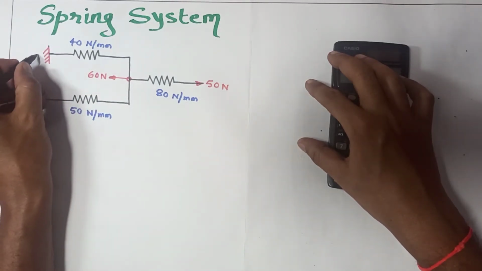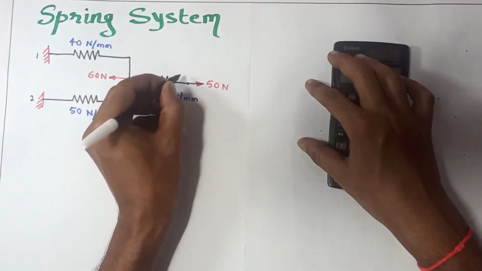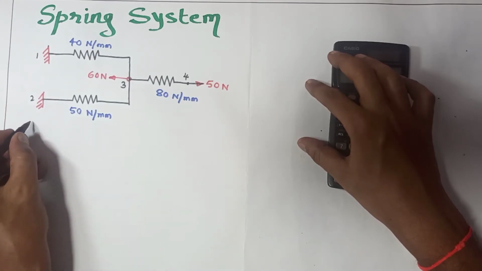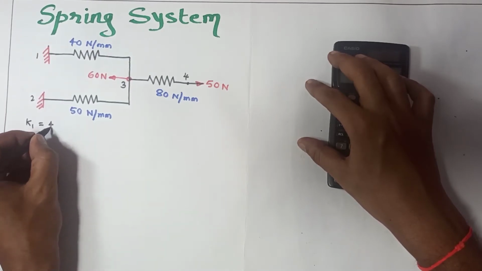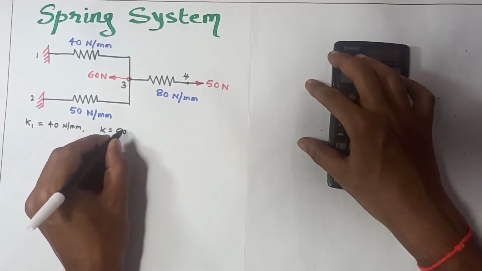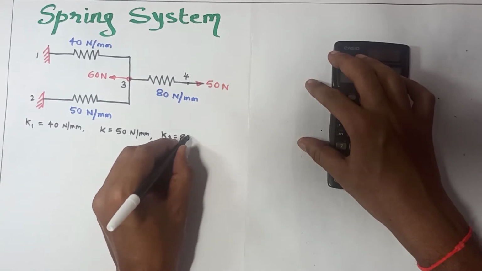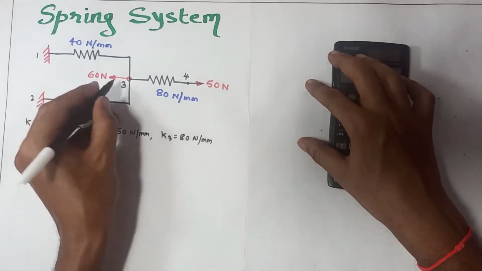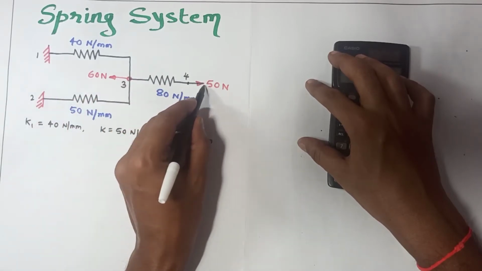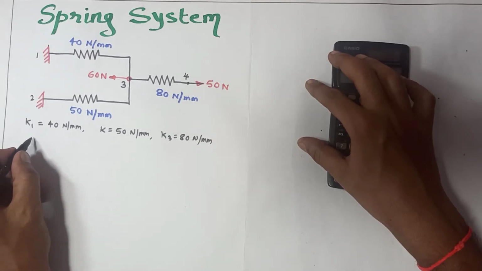Here I will represent node 1, node 2, node 3, and this will be node 4. So you have represented the nodes. Now let us say K1 is 40 Newton per millimeter, K2 is 50 Newton per millimeter and K3 is 80 Newton per millimeter. One force at node 3 is towards left and at node 4 towards right, the loads are applied. So you need to calculate the element stiffness matrix.